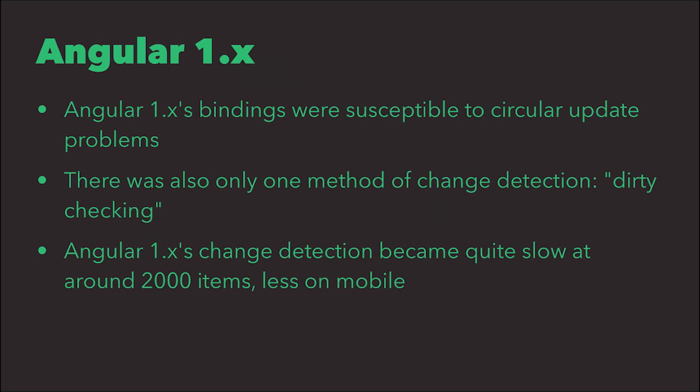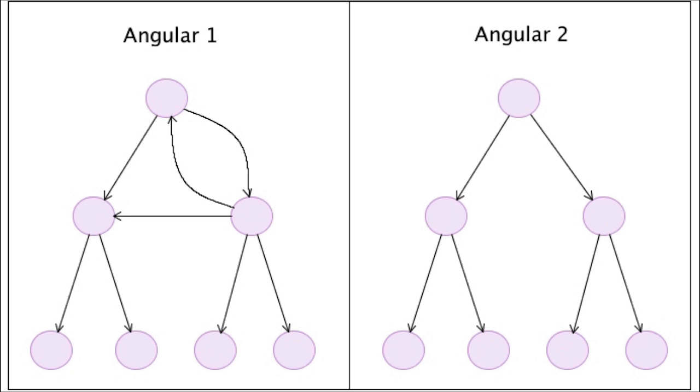But Angular 1's bindings were susceptible to circular update problems. And there was also only one method of change detection, and that was dirty checking. So dirty checking was the process of watching everything that you expect to change and then responding when it eventually did change. And Angular 1's change detection had some issues, especially when a lot of items were being watched. So when you got up to about the 2,000 mark, or even less on mobile, you could start to experience some suboptimal performance.